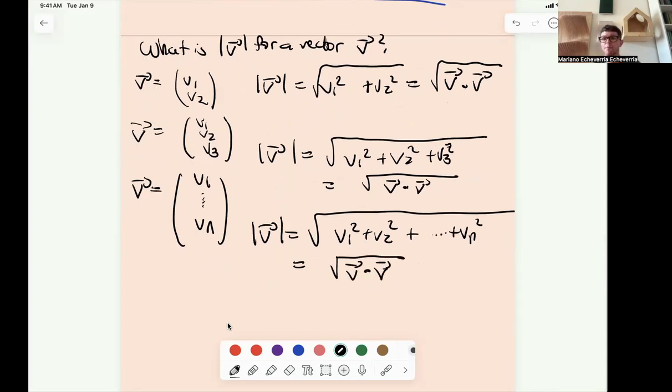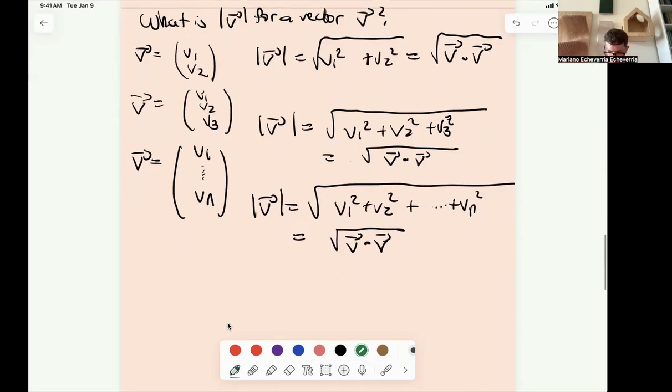So what I'm saying is that for a vector, the magnitude or the norm of a vector, again, the two names are used interchangeably, the magnitude of a vector is literally the square root of the dot product of the vector with itself. Is that okay? Is that reasonable?